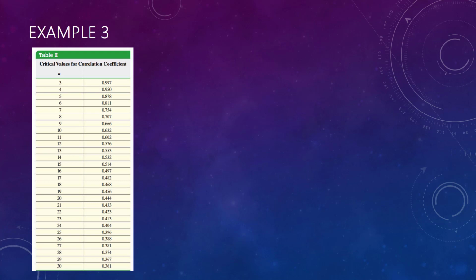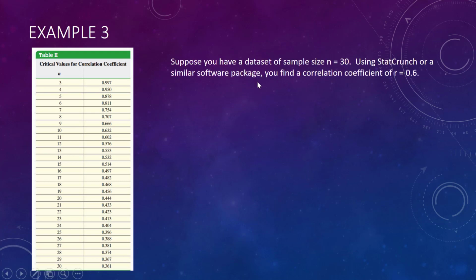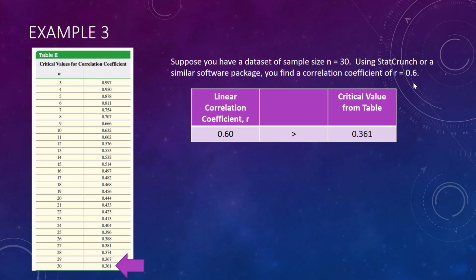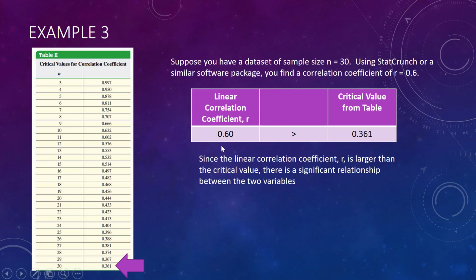Let's do one last example. Suppose you have a data set of sample size n equals 30. Using StatCrunch or a similar software package, you find a correlation coefficient of 0.6. Does this represent a significant relationship between the two variables? The answer is yes. 0.6 is larger than the critical value from the table, so therefore this does represent a significant relationship between the two variables.